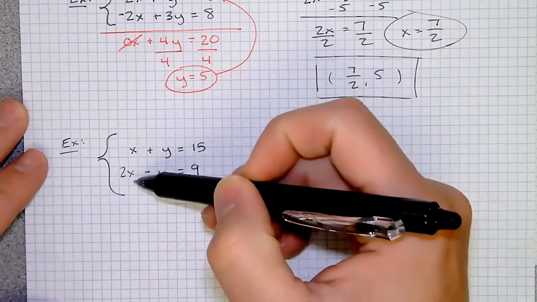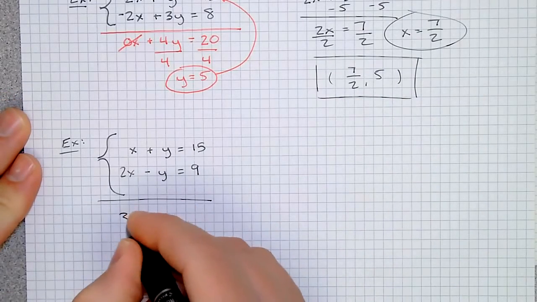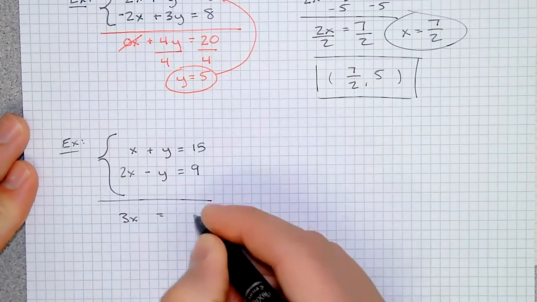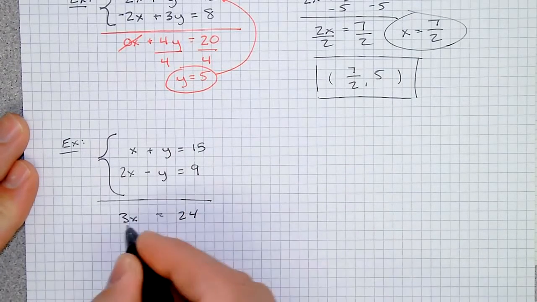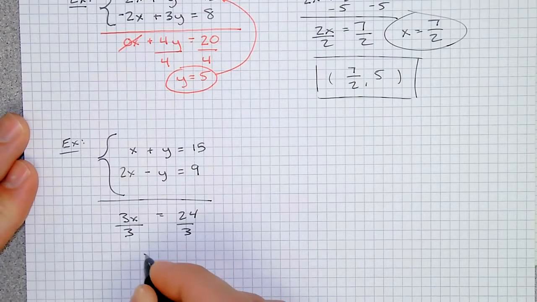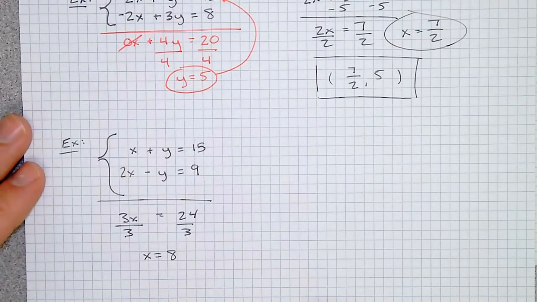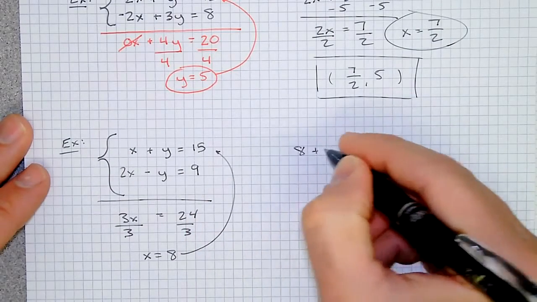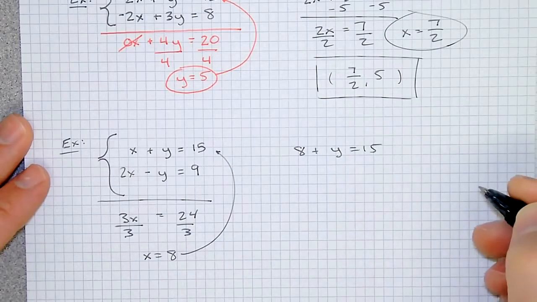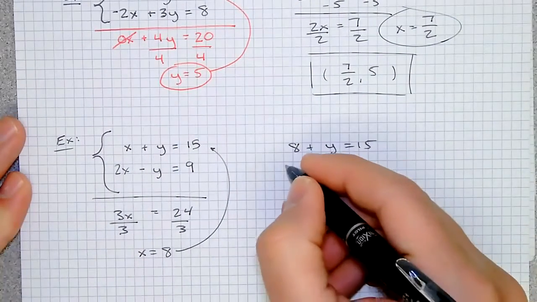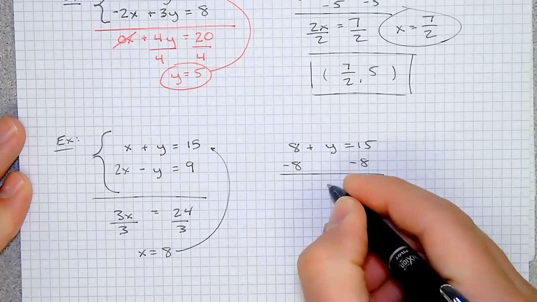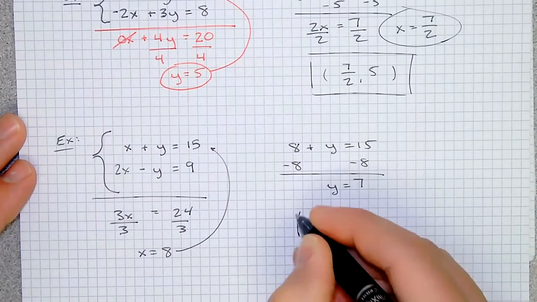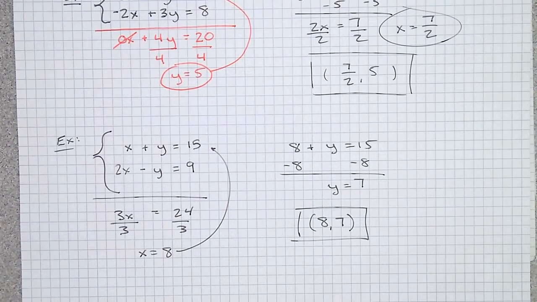All right, so 2x plus x, 3x, y minus y, y's are eliminated. 15 and 9 gives us 24. Divide by 3. x equals 8. Take it back up top, plug in 8 for x. 8 plus y equals 15. y equals 7. So we should get an answer of 8, 7.